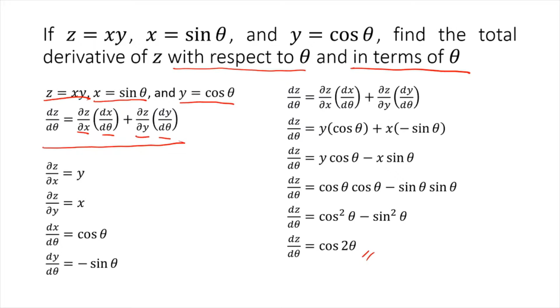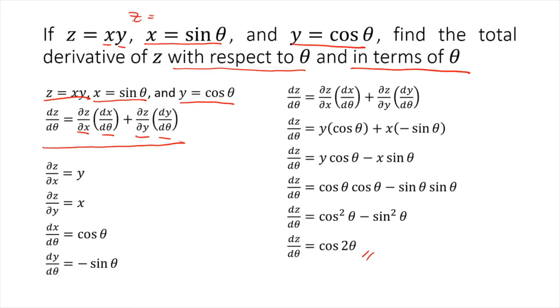Now, we actually have another way, an easier way, if you will, to solve this problem. Since we are asked to find the total derivative of z with respect to theta, and in terms of theta, we can actually just plug in x equals sine theta and y equals cosine theta to get z equals a function of theta. And then immediately differentiate with respect to theta.